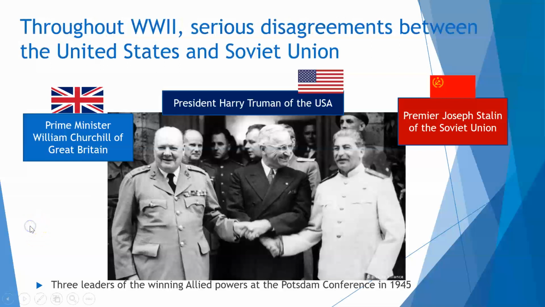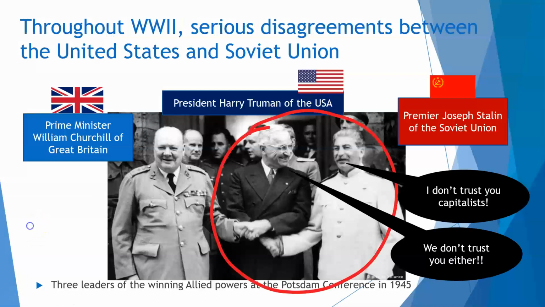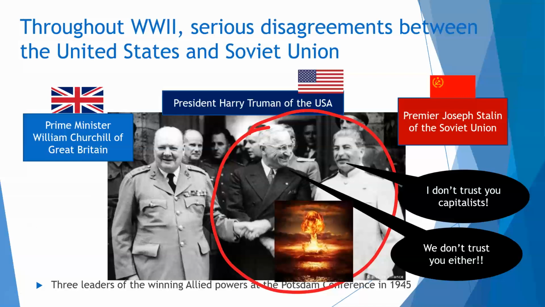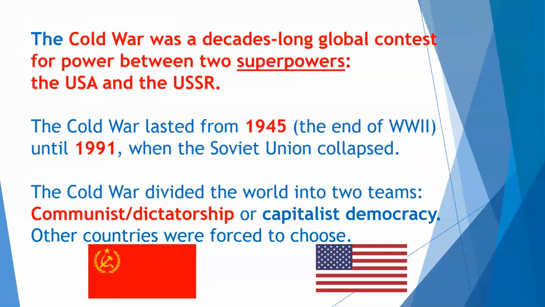But as you might expect, there are some serious disagreements between the United States and the Soviet Union. They just did not trust each other. And it didn't help the fact that the United States was about to drop an atomic bomb, really raising the stakes. The Cold War was a decades-long global contest for power between two superpowers, the USA and the USSR. The Cold War lasted from 1945, maybe even a little bit before the end of World War II, until 1991, when the Soviet Union collapsed.